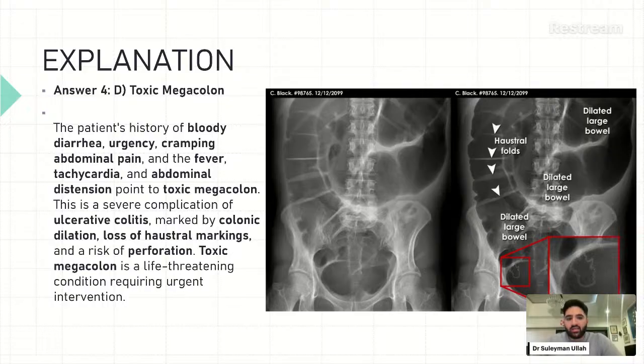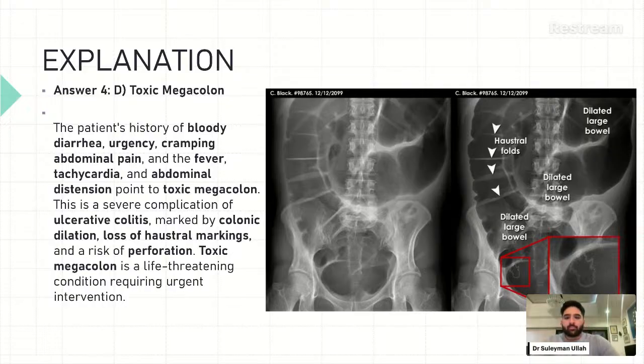So when you see an increased caliber of large bowel and then loss of the haustral markings, you need to be worried about toxic megacolon because they are at a very high risk of perforation. And they usually will need to have some sort of intervention. Otherwise, it will be an impending perforation, which can lead to peritonitis and then subsequent death if untreated. So it's something to be very wary of.